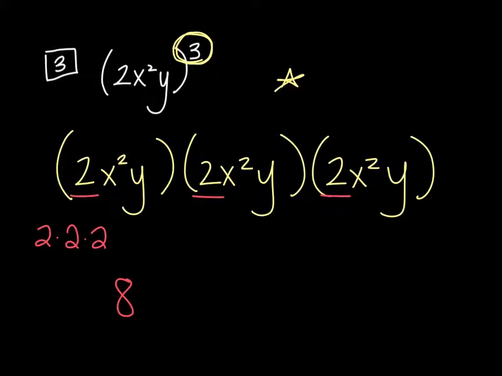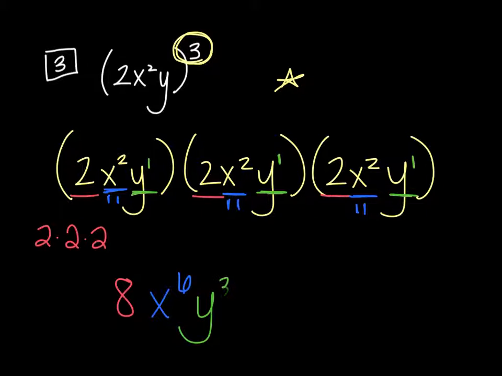Okay, and then I've got x squared, x squared, x squared. When I count that, I count 1, 2, 3, 4, 5, 6, and I write that as x to the 6th. And lastly, I've got my y's. If you don't want to forget to count them, you could put little 1 exponents up here just to count that way, but there are 3 y's altogether, so that is y to the 3rd.